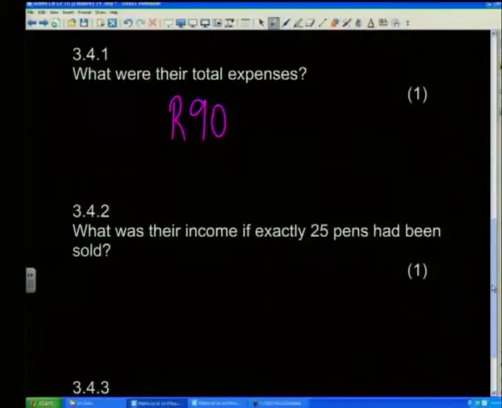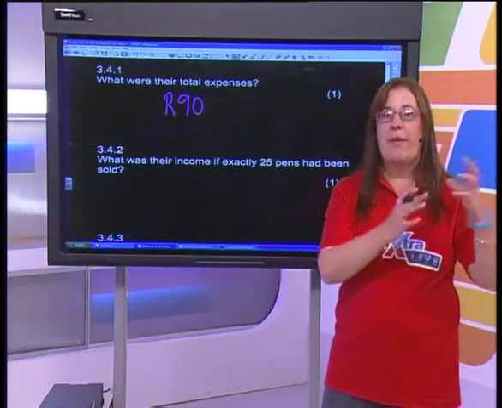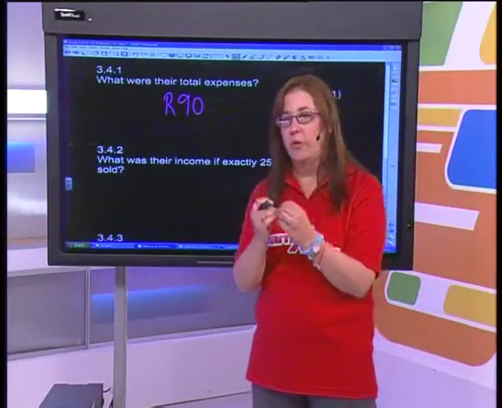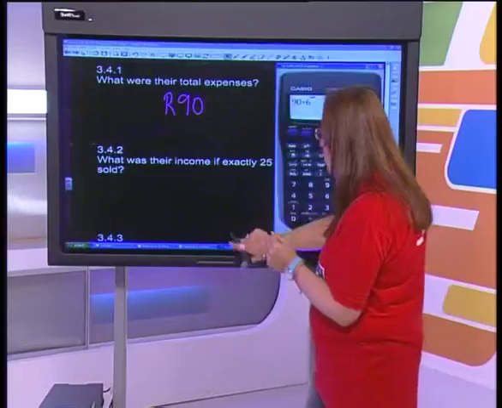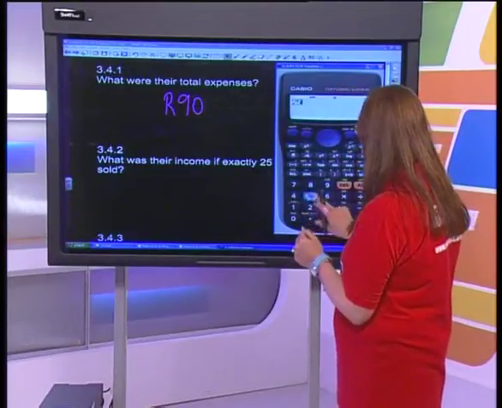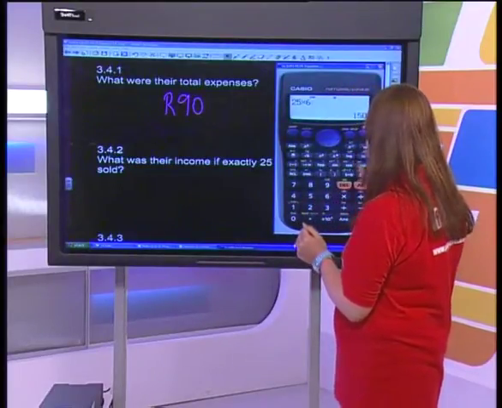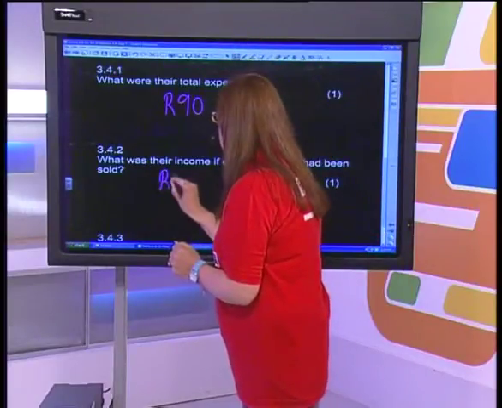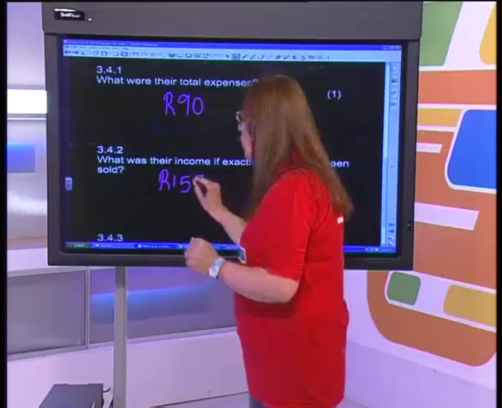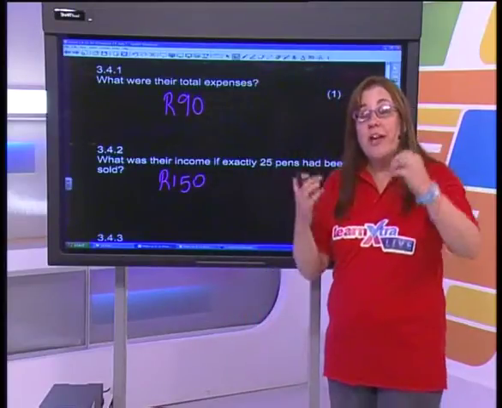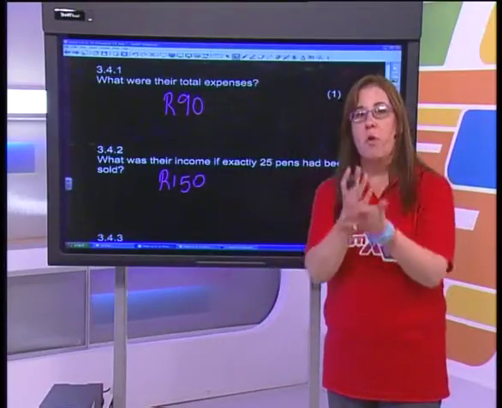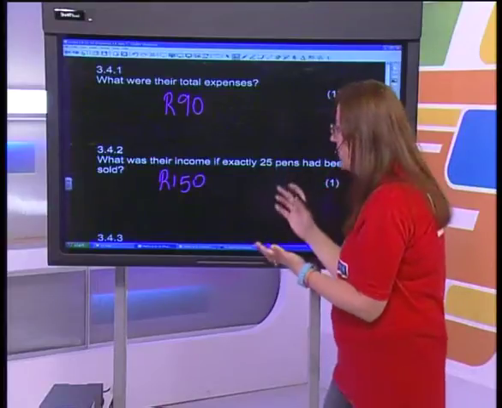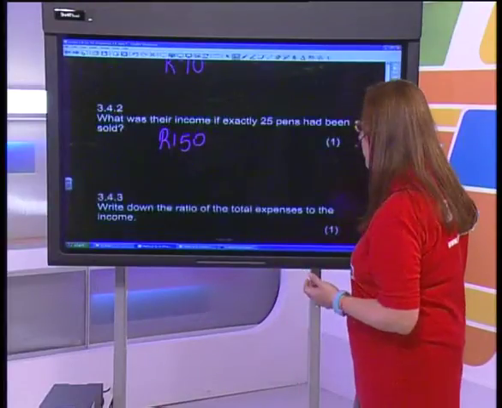What was their income if exactly 25 pens had been sold? Now, rather than going backwards, I'm actually going to do this calculation quickly for you. We know that they had 25 pens at 6 Rand a pen is 150 Rand. So their total income was 150 Rand. It will be a whole lot easier for you because you're actually just going to be reading that value off the table. It was given to you. So their total income was that.